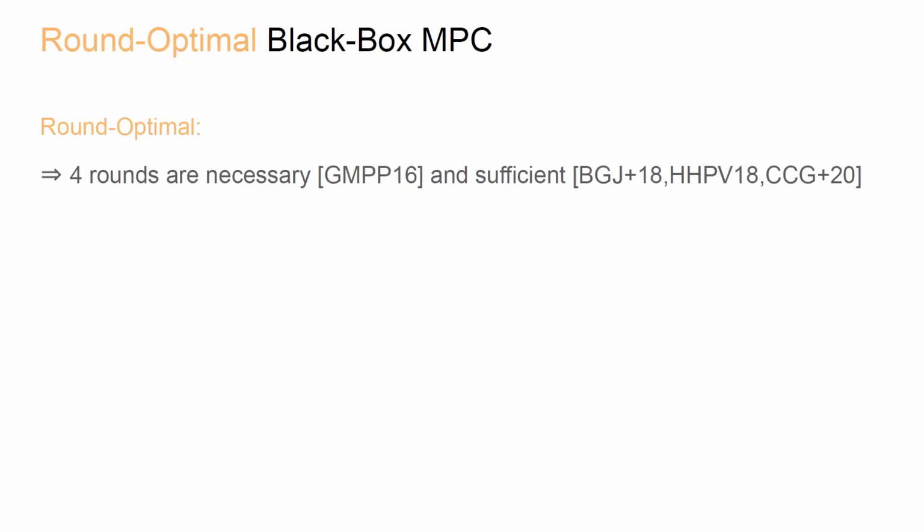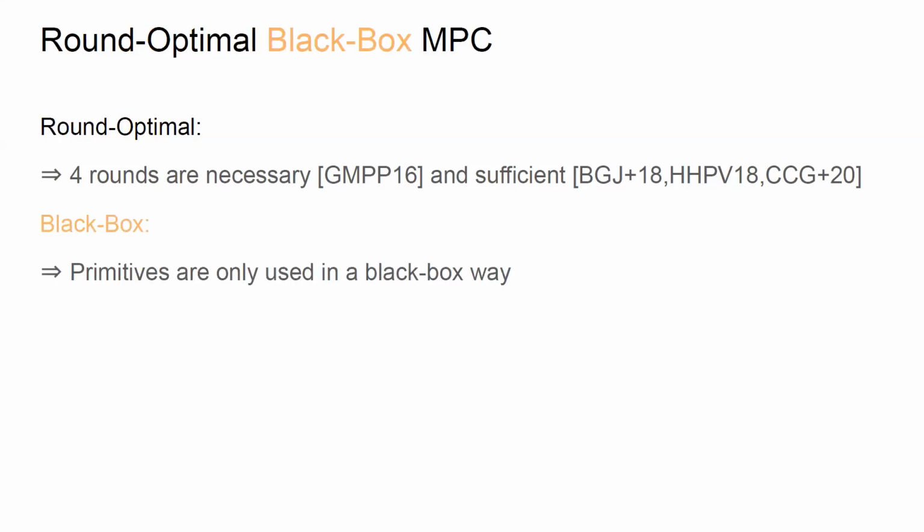And we are focusing on constructing round optimal black box MPC. What do we mean by this? By round optimal, we mean that we want the parties to only interact in 4 rounds, which has been shown to be a necessary requirement. In a few other works, this lower bound has also been matched, so it is also sufficient. Black box here refers to the use of the primitives. The primitives are only used in a black box way, meaning that only the input-output behavior of the primitives is used. We cannot do anything like zero knowledge proofs that would access the code, the description of the primitives. This might have some practical advantages.